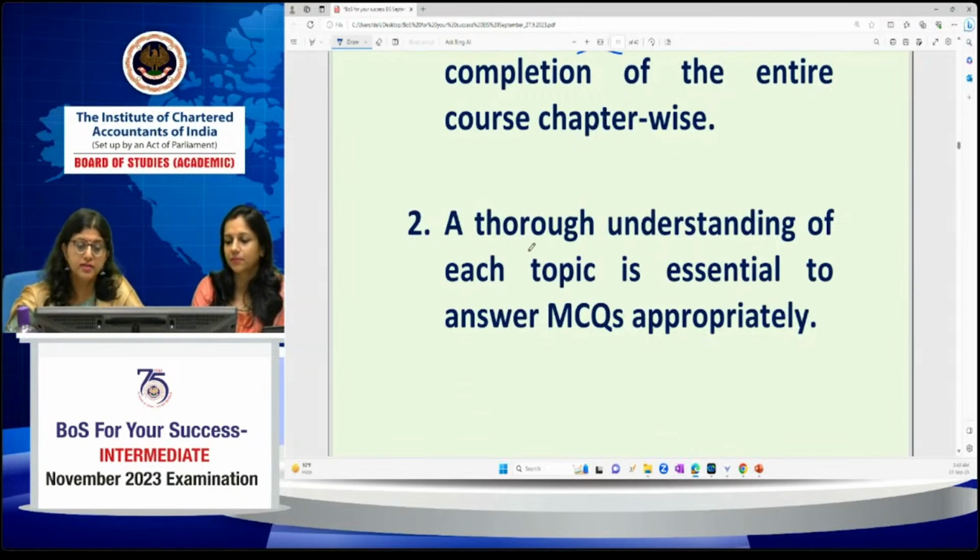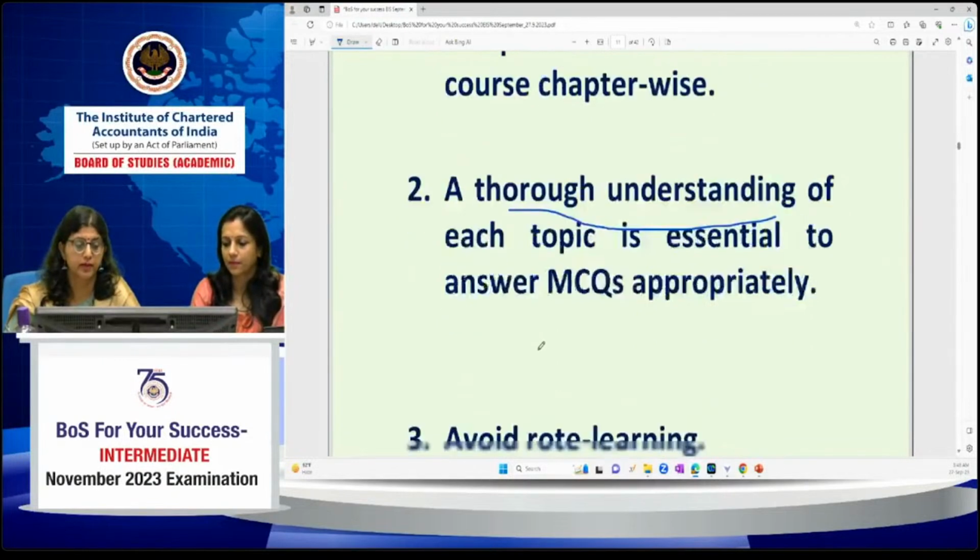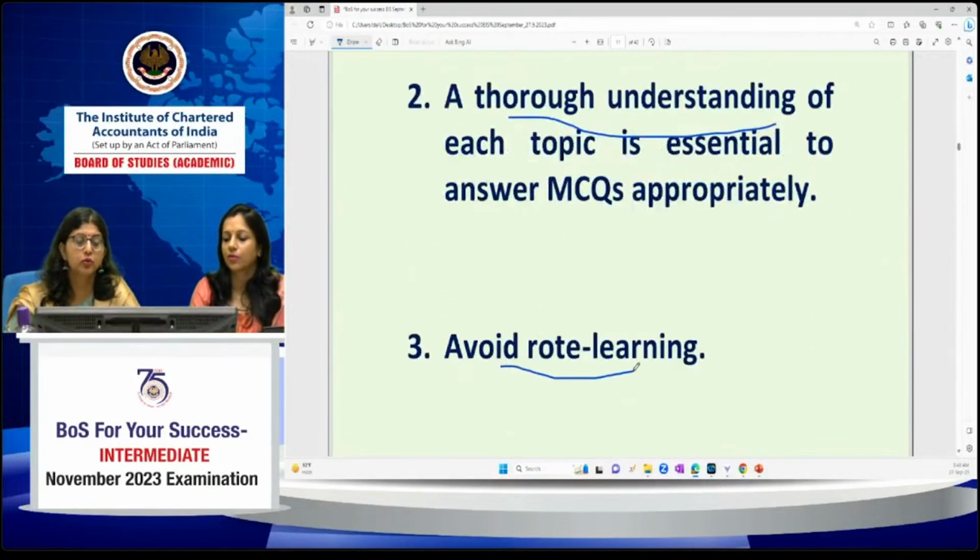Then, a thorough understanding, I have been emphasizing, there is no shortcut in MCQ. In descriptive questions, one does get some idea what kind of questions come and which are the important topics. But in MCQ, there is no such thing. Thorough understanding will only help you. There is no shortcut to prepare for the MCQ part. And then obviously avoid rote learning. You will have to build an understanding, so that when the choices are there, you will be able to get the answer.